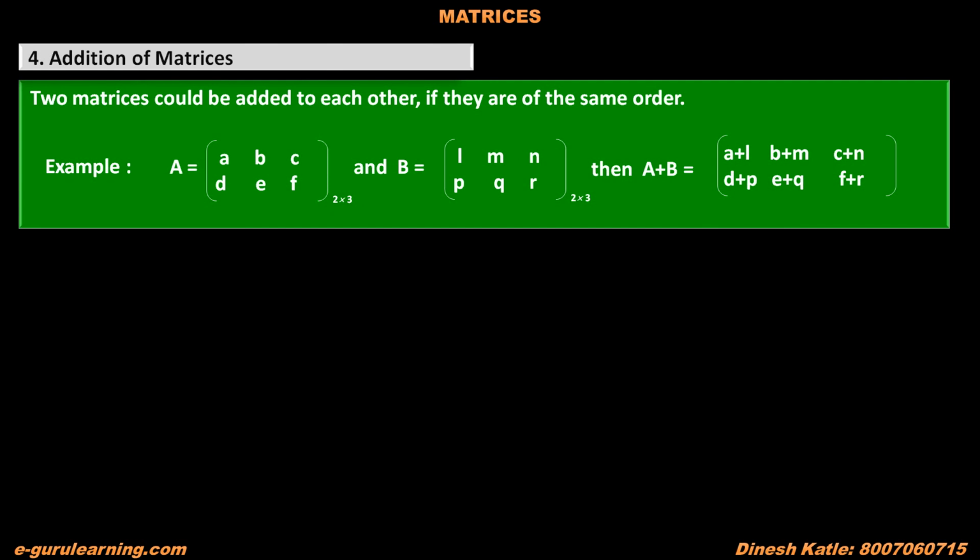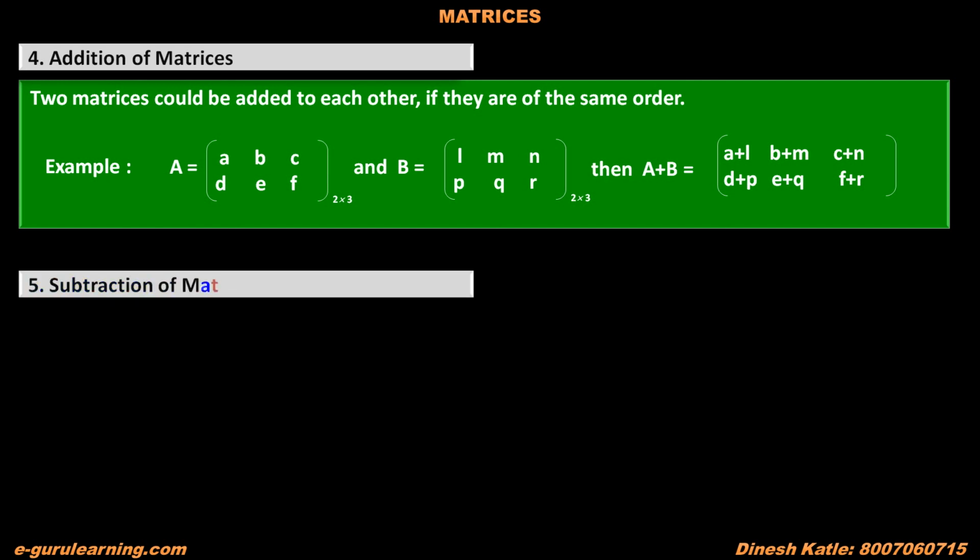Then addition of these two matrices A and B, that is A plus B, is equal to addition of corresponding elements, a plus l, b plus m, c plus n, in first row, d plus p, e plus q, f plus r, in second row. This matrix has order 2 into 3, means same order as that of A and B.